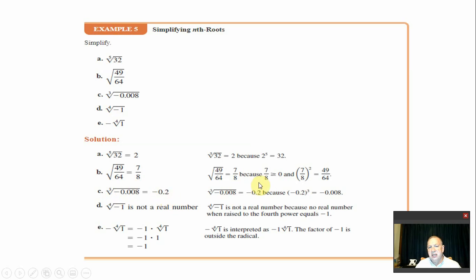If I raise -0.2 to the 3rd power, -0.2 times -0.2 would give me the plus 0.04, and then times -0.2 would be -0.008. Here, okay, if I've got a -1 out front and I do the 4th root, that would be the 4th root of 1, which is just 1 because 1 to the 4th is 1, and I'd still have that -1.